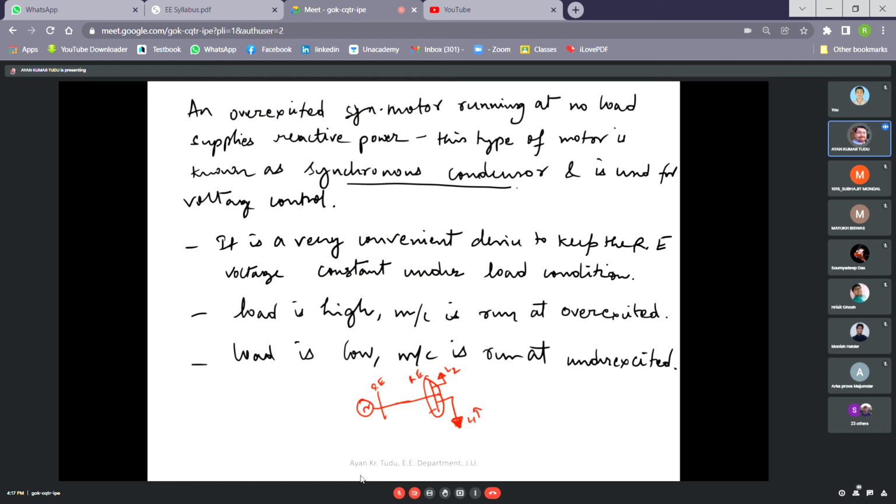So we have to run the synchronous machine in this way, and that is also sometimes known as a synchronous phase modifier. So the synchronous motor is run in overexcited condition, and VAR is supplied to the system so that the voltage of this particular bus bar reaches its nominal value. Similarly, when the load is low, the machine is run in underexcited condition because it is drawing reactive power from the supply. Any questions so far?